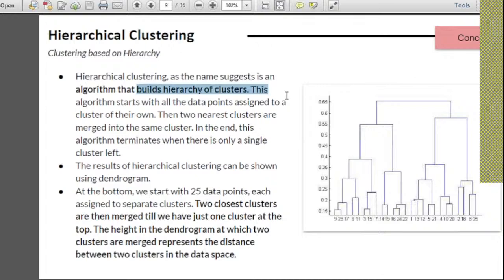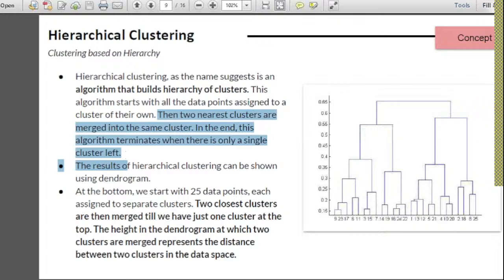This algorithm starts with all the data points assigned to a cluster of their own, then the two nearest clusters are merged into the same cluster. In the end, this algorithm terminates when there is only a single cluster left. You would probably have done this fun activity or exercise in high school or later in life, where you just start clubbing them and arrive at one big group, right?